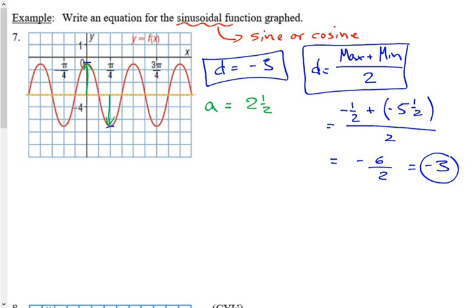What we could do is we could say, well, if I look at my minimum and maximum values, if I subtract them, that'll give me the distance between, and then if I divide by 2, it'll give me the amplitude. So a formula for the a value would be max minus min and divide by 2. Again, not given on the formula sheet, but sometimes it's useful.